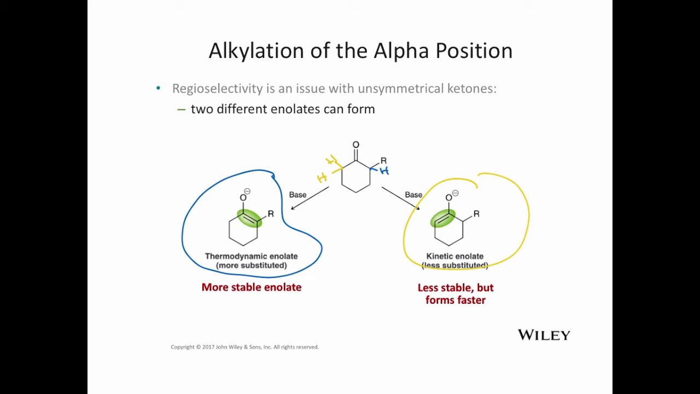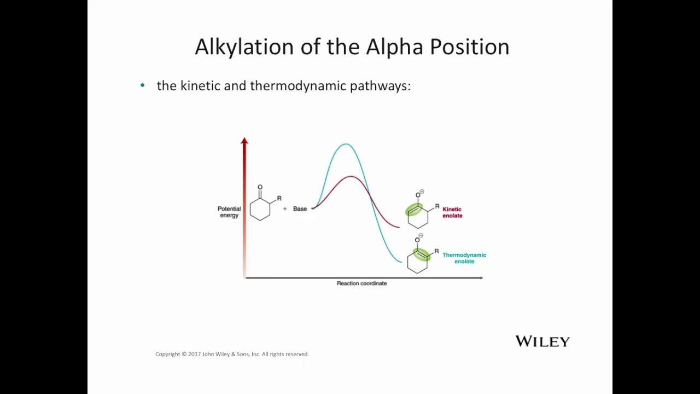So the one that I circled in blue is the thermodynamic, because this carbon-carbon double bond is more substituted than the carbon-carbon double bond of that enolate. And following our typical alkene stabilities, the more substituted alkene is the more stable. So the reaction pathway to form the kinetic enolate is easier and faster, but the resulting product is less stable, versus the thermodynamic pathway, which requires more activation energy, but ultimately the product is more stable.